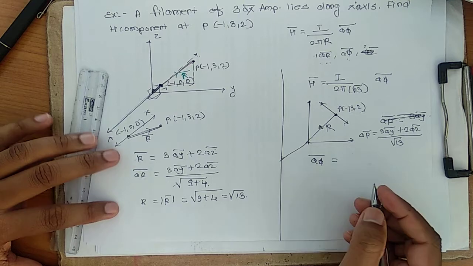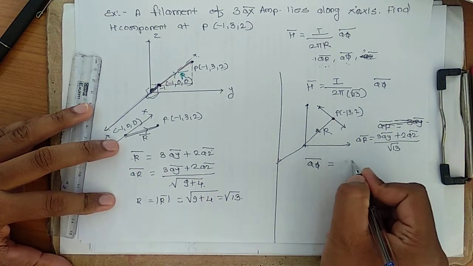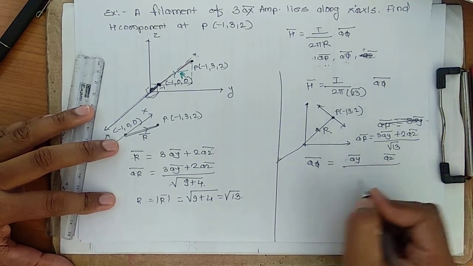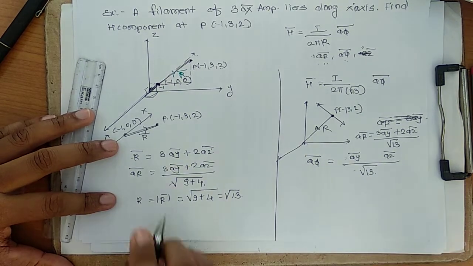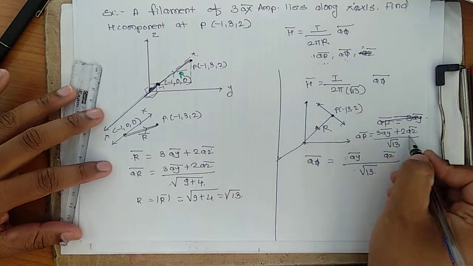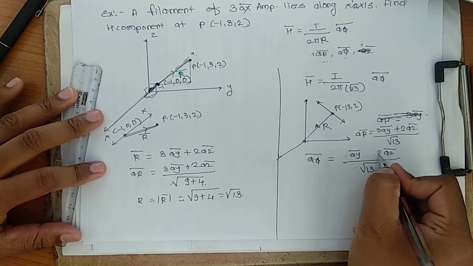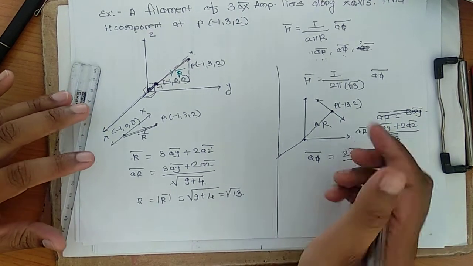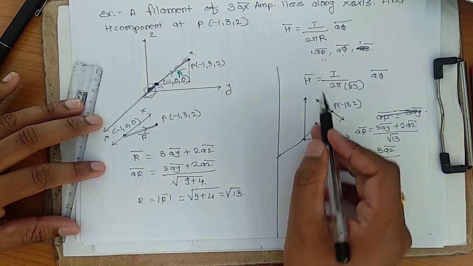Now what I am doing, you have to concentrate on that. So I will write the unit vector as it is, AY bar and AZ bar. Also I will write the mod value, that is root of 13, as it is. Now the only precaution you have to take is that you have to change the coordinates for the calculation of A phi bar. 3 you have to write at the AZ bar and 2 you have to write at the AY bar, because this A phi bar is perpendicular to this H bar.